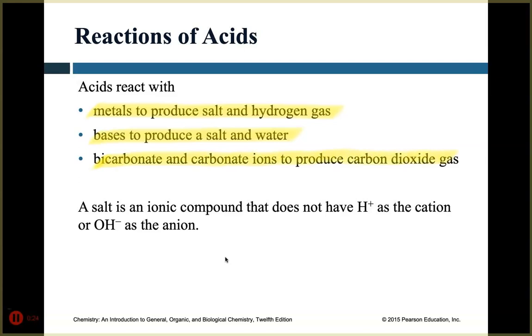Even though you may not be familiar with the way it's worded, you've probably done it when you were a kid. That's exactly what happens when you mix together vinegar, which is acetic acid, and baking soda, which is sodium bicarbonate. And so we're producing CO2, like the bubbles that you'd see in a middle school volcano project.